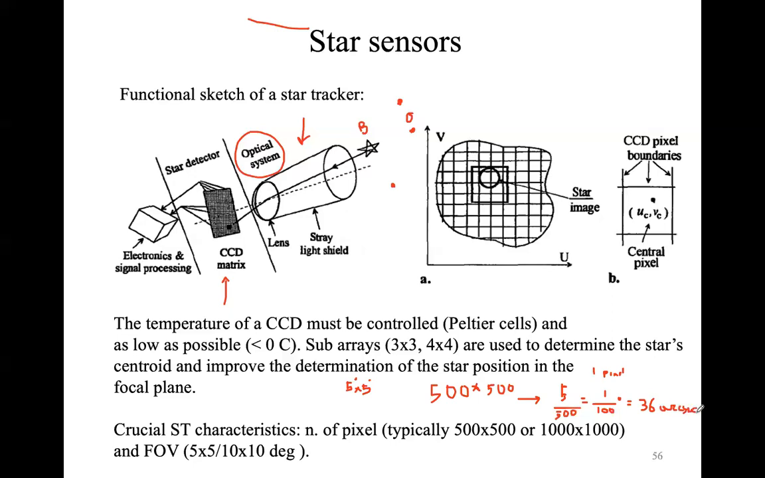So you need to decrease your field of view, or increase the number of pixels. If you increase the number of pixels, you are able to have finer scales of these pixels, so you are able to detect the stars with a finer resolution.